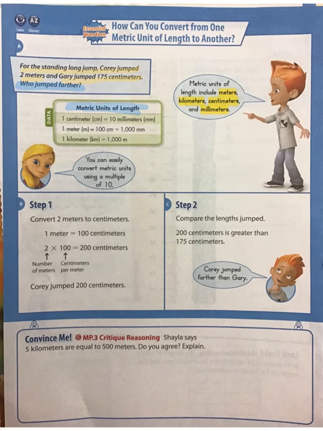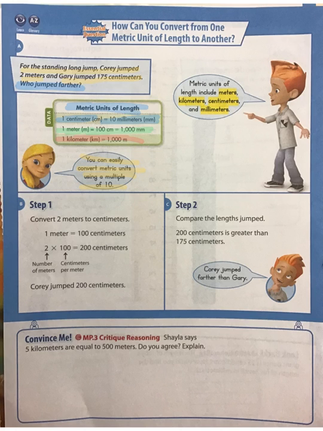Here is our metric unit of length. We have 1 centimeter equals 10 millimeters. 1 meter equals 100 centimeters or 1,000 millimeters. And 1 kilometer equals 1,000 meters. All right. You can easily convert metric units by using multiples of 10. I love converting metric units because all you're doing is adding zeros or taking zeros away.